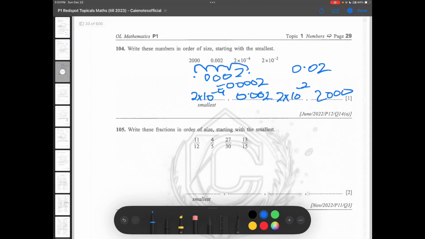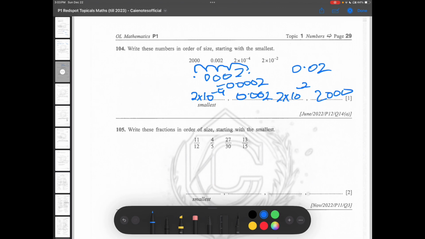You have to write down these fractions in order of size starting with the smallest. So to do these kind of questions, you have to make the denominator of all the numbers the same. So we have to take the LCM of these four numbers 12, 5, 30, 15, and the LCM of these numbers will be 60. So we will convert the denominators to 60.